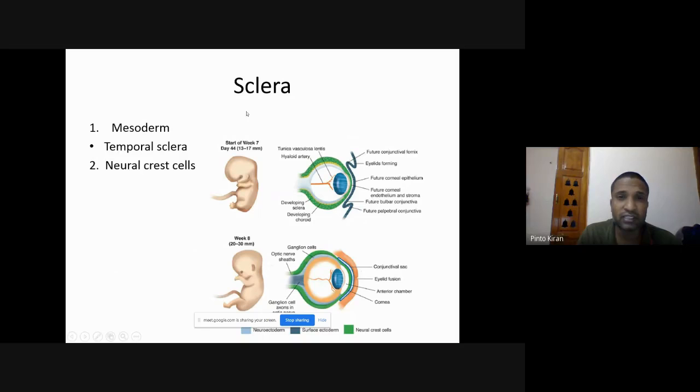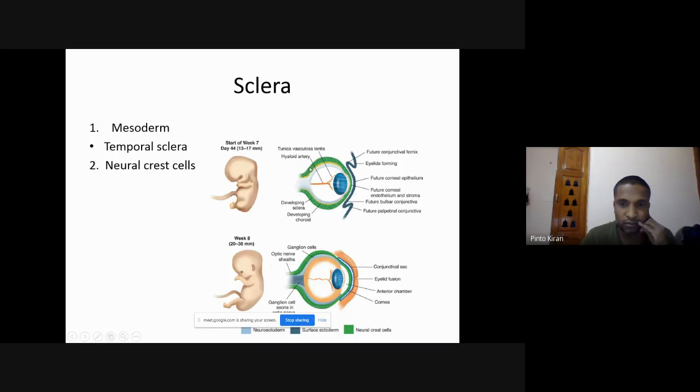Then one more question, like how the sclera develops. There are so many answers. I looked into some of the MCQ books. They have mentioned it arises from the mesoderm, but actually, if you look into the development part and refer to the standard textbook, only the temporal part of the sclera develops from the mesoderm, and the rest of the part develops from the neural crest cells.